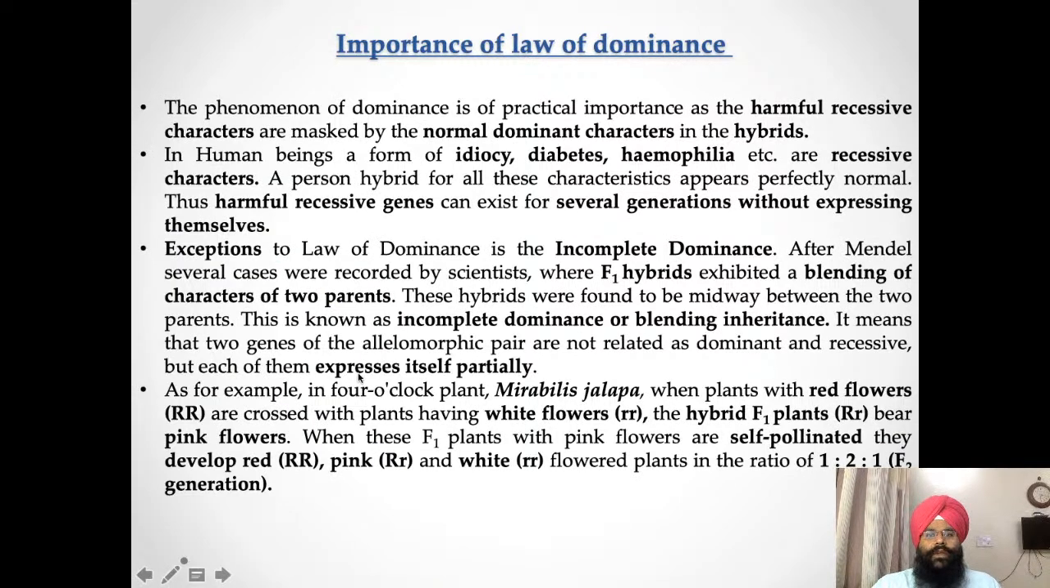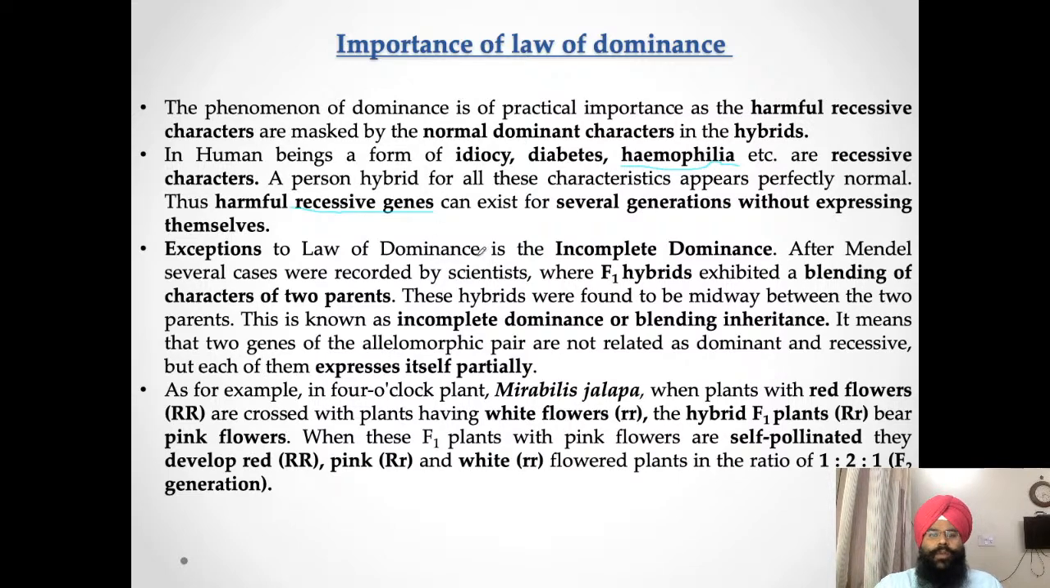And what is the importance of the law of dominance? The phenomenon of dominance is of practical importance, as harmful recessive characters are masked by the normal dominant characters in the hybrids. In human beings, forms of idiocy, diabetes, hemophilia, these genetics-related diseases are recessive characters, and a person hybrid for these characters appears perfectly normal. If somebody is a hybrid like capital A small a, they will be perfectly normal, but harmful recessive genes can exist for several generations without expressing themselves. So these recessive genes could still be present for several generations without harming the persons.